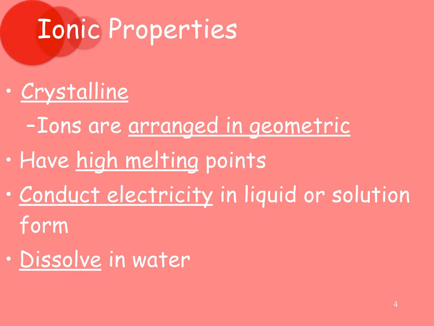Some common properties for ionic substances: they are crystalline, so the ions are arranged in geometric shapes. They have high melting points. Pretty much every ionic compound that I know of is a solid at room temperature and very hard to melt. They can conduct electricity in a liquid or solution form, meaning if it's molten or dissolved in water, it can conduct electricity, and most of them are soluble in water.